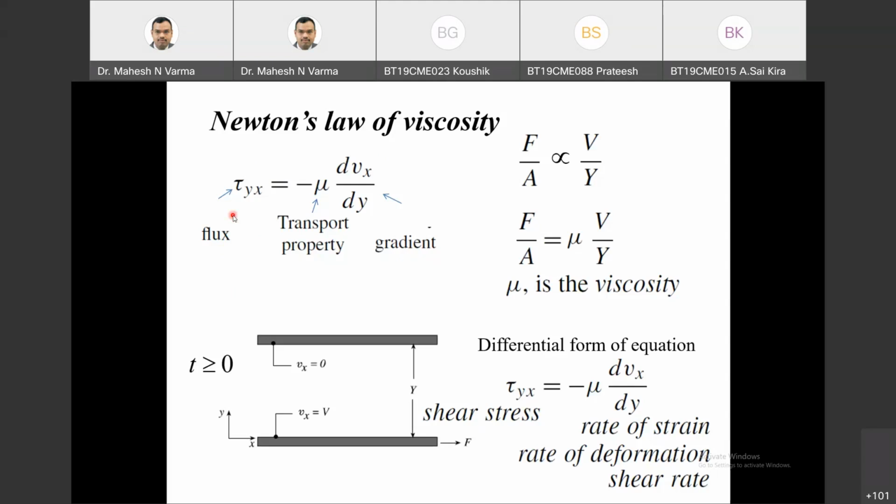Yes, sir. What is the unit of momentum? Momentum. Unit of momentum. What is momentum? Sir, momentum is just like the mass of a body.